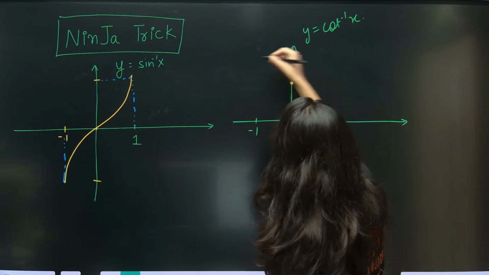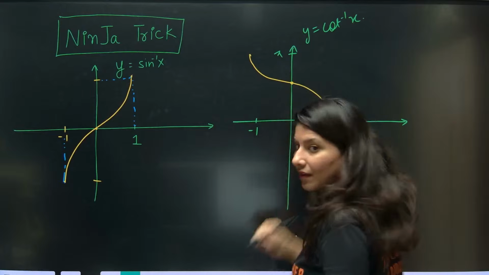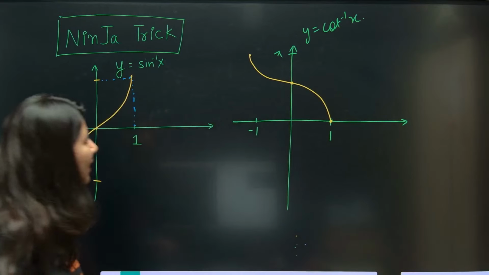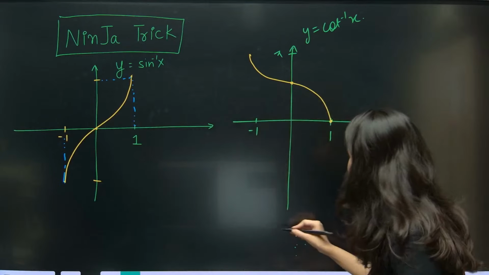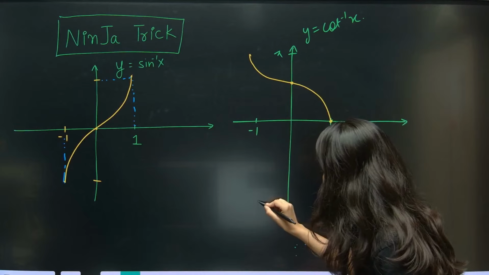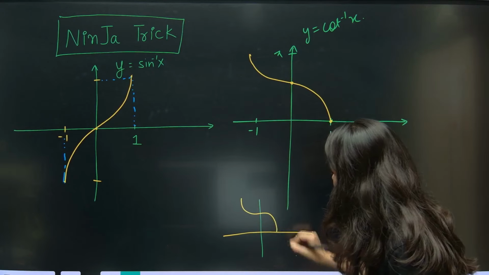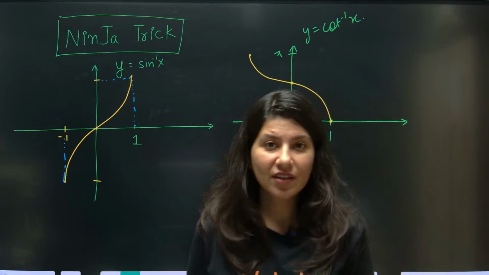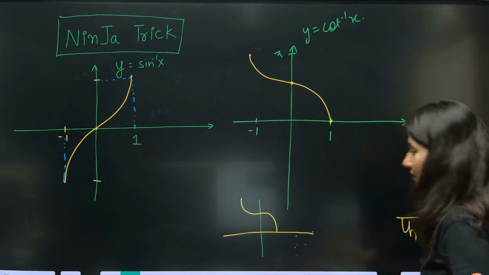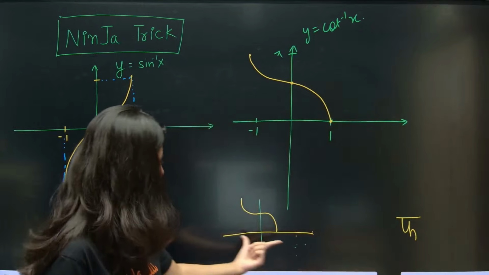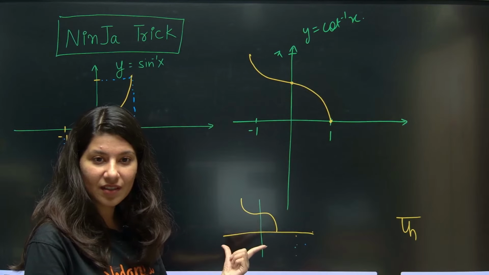And cot inverse minus 1. Can you see this is the graph? I don't know how many of you studied Hindi, but this looks like a Hindi letter. Fur. This is a Hindi word. Can you see the resemblance?